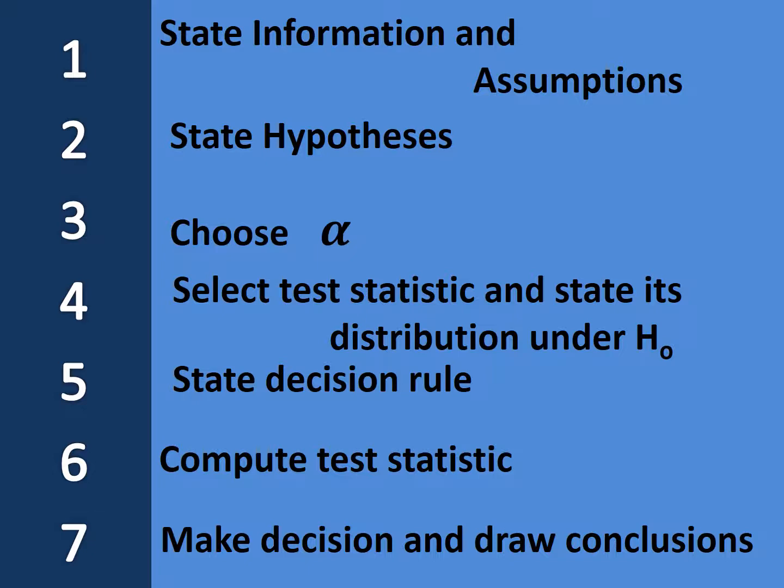Here we present a summary of all 7 steps of our methodology. Reviewing the steps in order, we must first state the information provided and the assumptions made about the underlying data and parameters being considered. Second, we state the null and alternative hypotheses. Third, choose the significance level alpha. In step 4, select the test statistic and state its distribution under the null hypothesis. Step 5 requires us to determine our decision rule, usually given by a formula or picture which identifies the rejection region. We then compute T star, the value of the test statistic from the observed data. And finally, we make a decision and draw our conclusions according to whether or not T star falls into the rejection region.